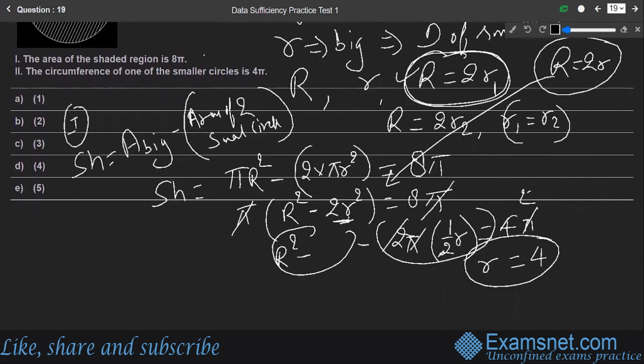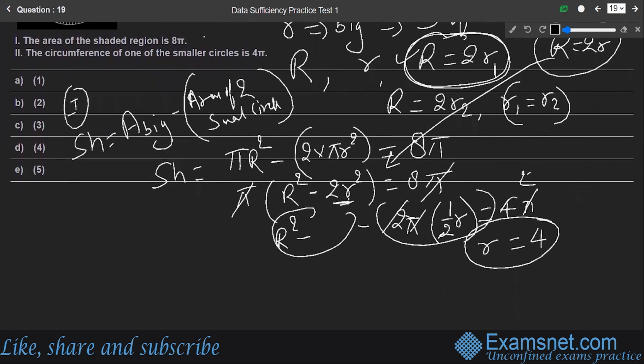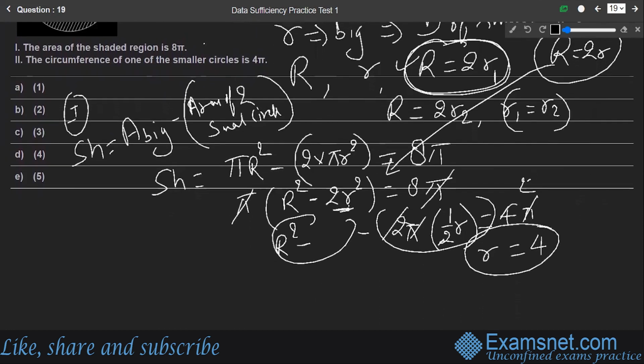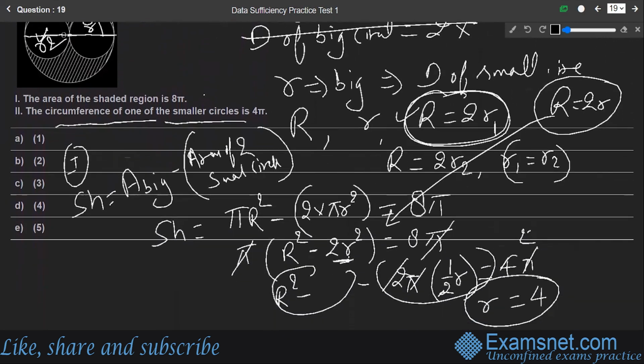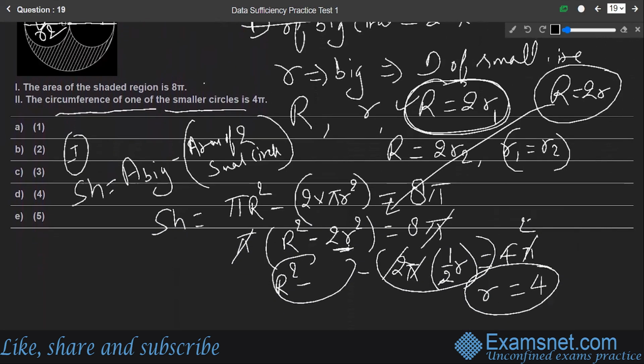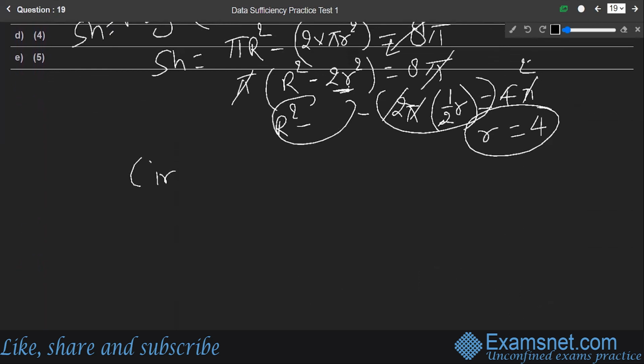Let us see statement number second alone. If we see statement number second alone, he's saying the circumference of one of the smaller circles is 4 pi. But as we see from the diagram, both the circles are exactly equal, so the circumferences of both the circles are equal. The circumference of a circle, as we know, is given by 2 pi r.